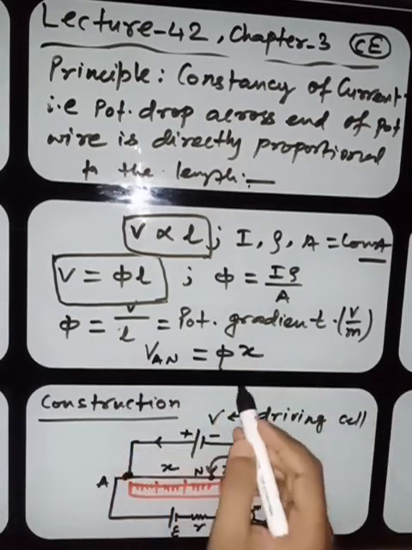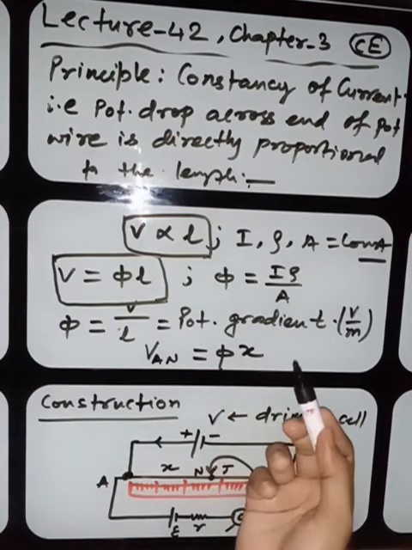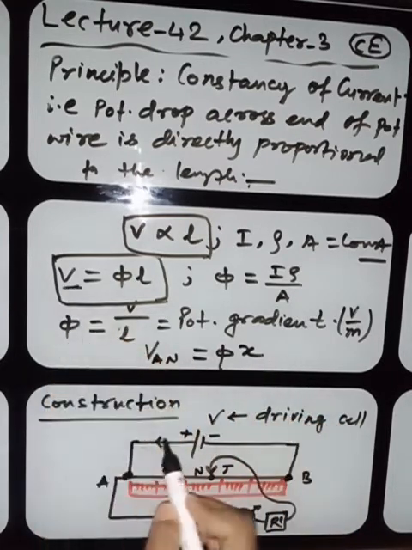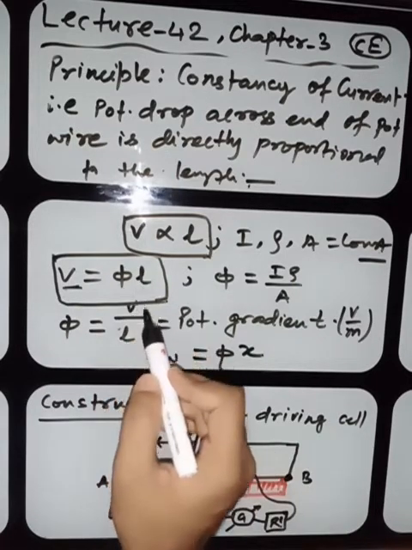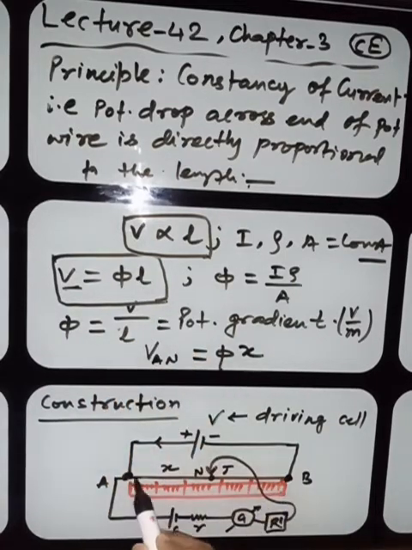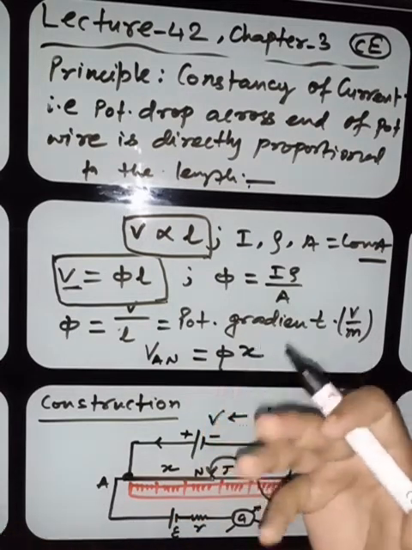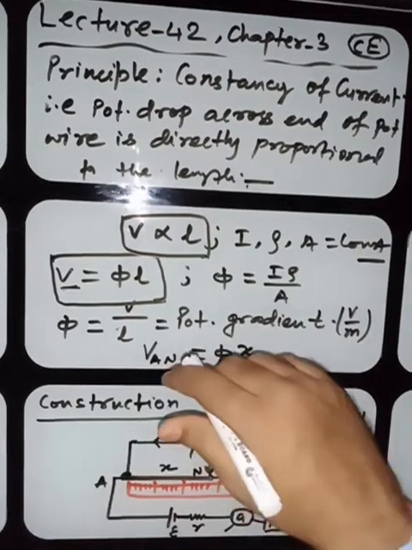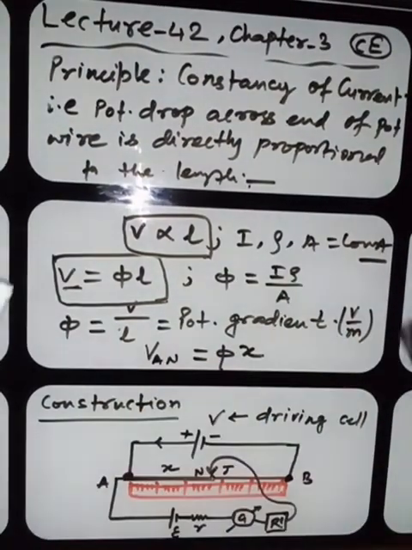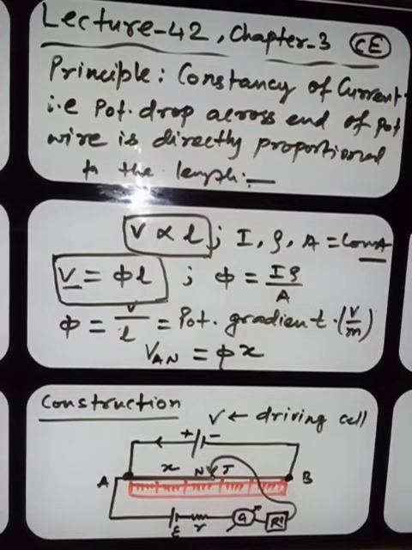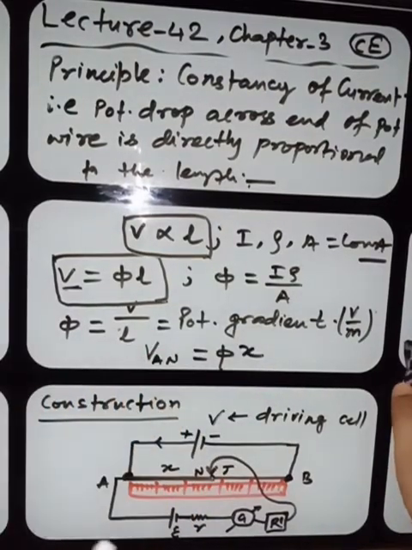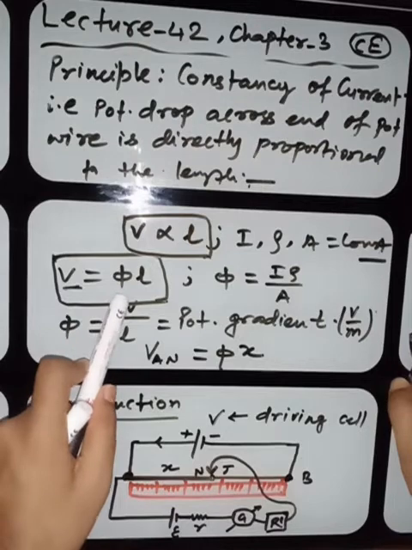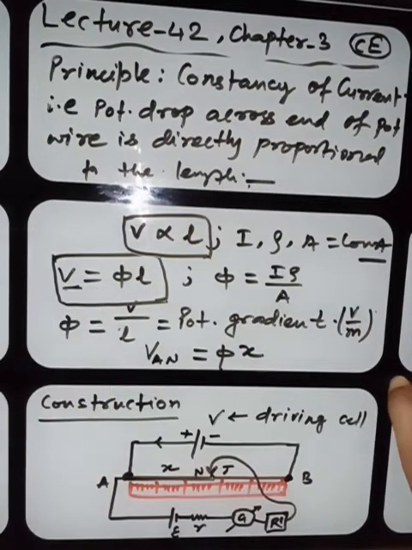If you have the value of phi, by multiplying it with X you will get the value. To get the V, that is the total potential, you multiply phi with L, that is the total length. So to get the voltage across this part, you have to multiply phi with this length only. Very simple, na? Okay. Now we will understand how this potentiometer works. Before that, we will try to understand the method on which this potentiometer works. I hope this phi is very clear to everyone.